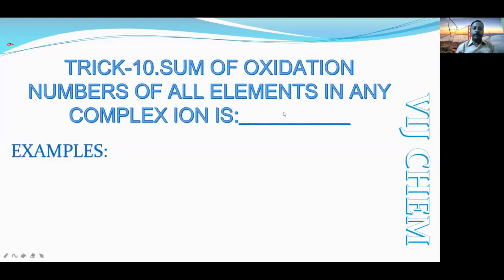Okay, we are at the final trick, and after this we are going to do some topic-based DPP. Here, the sum of the oxidation numbers of all elements in a complex ion. Before that, we have already studied the elementary ion. If an ion is formed by one type of element, then it is called an elementary ion. If an ion is formed by more than one type of element, then it is called a complex ion.